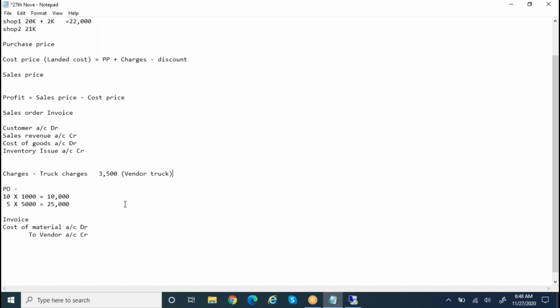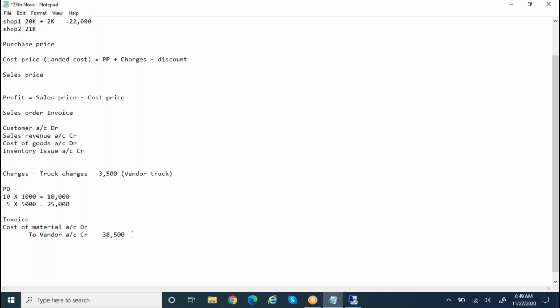Total amount, how much I need to pay? Can anyone calculate? Anyone, please. I want your participation. Anyone, please calculate. The truck is arranged by the vendor. Then how much amount do I need to pay to the vendor? Yeah, it's 38,500. Exactly. 38,500.